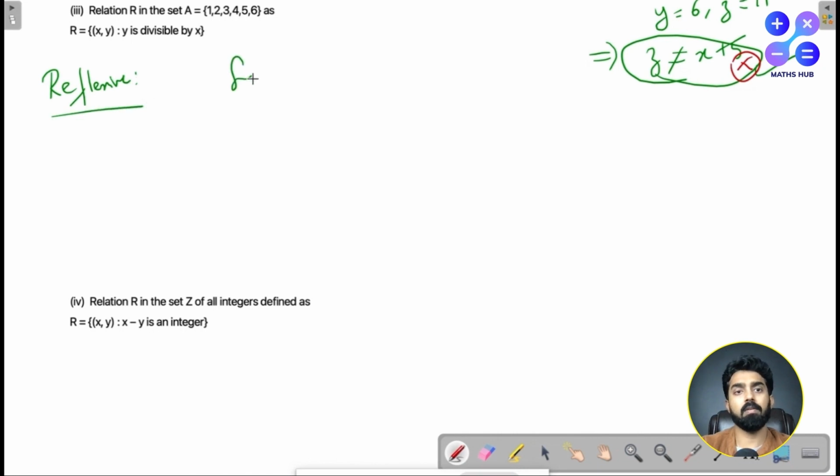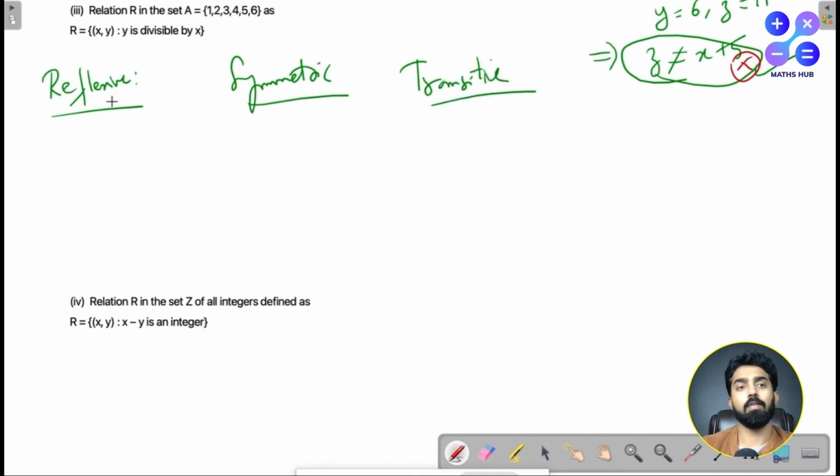Is it symmetric? Is it transitive? Let's check. Now reflexive means every element is related to itself. Is it reflexive? This is an interesting question, because if you say y is divisible by x, then if it's reflexive, you would say, is x divisible by x?